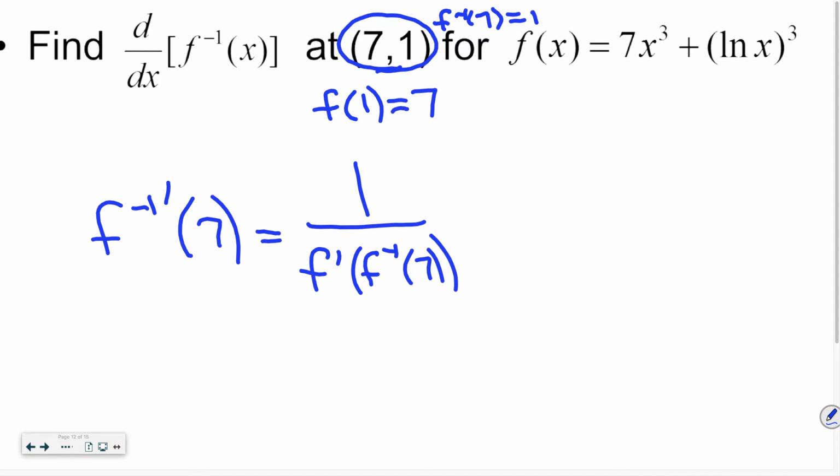Well, guess what, people? We know what f inverse of 7 is because they gave it to us. f inverse of 7 would be 1. They gave you the y value. So now all we have to do is figure out f's derivative so we can plug 1 into it. At your group, find f's derivative, please.